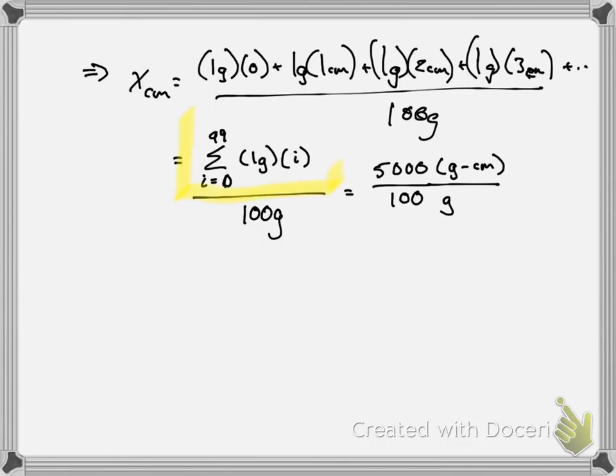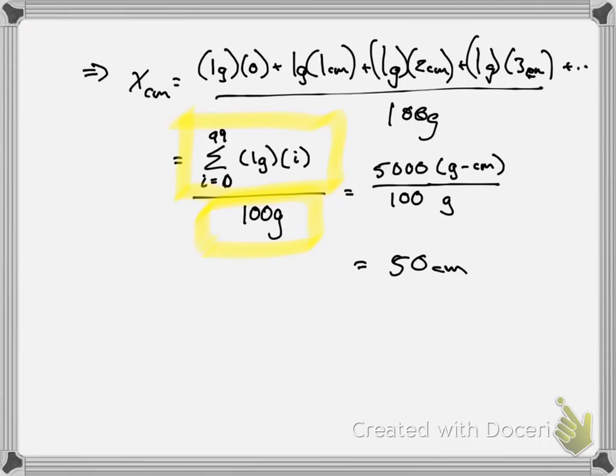We sum up the mass of each piece times the position of each piece. Each piece's position is just its piece number, because the 0th piece is at 0 centimeters, the first piece is at 1 centimeter, the second piece is at 2 centimeters. And we divide by the total mass. You can do that math; it's not that hard. On top, you get 5,000 gram-centimeters, and on the bottom, you get 100 grams. So the center of mass is 50 centimeters. That's the center of mass of a meter stick.